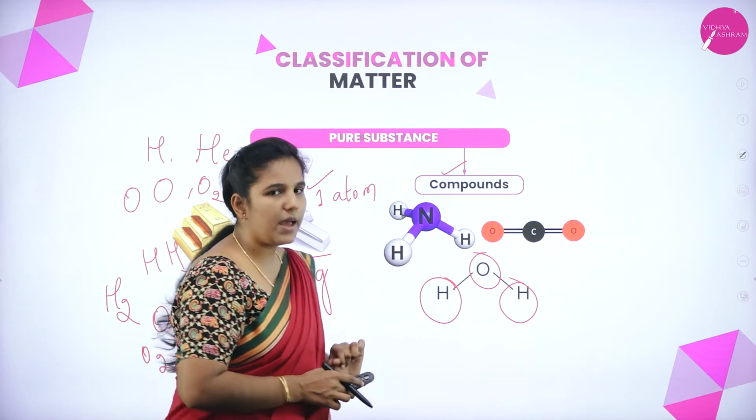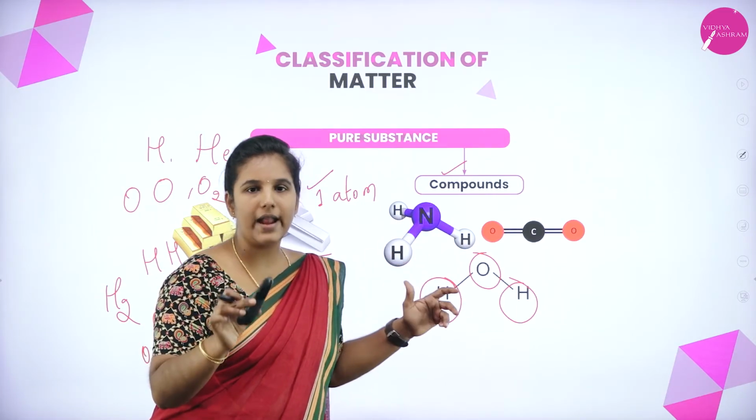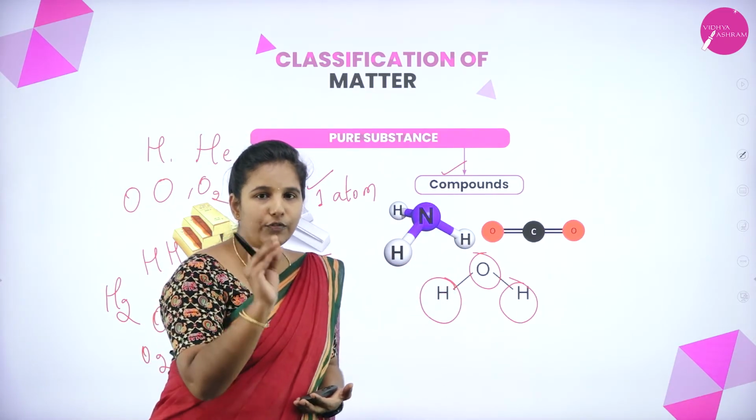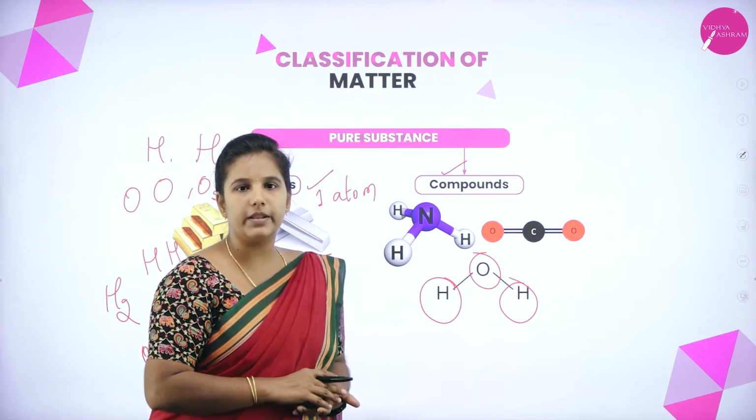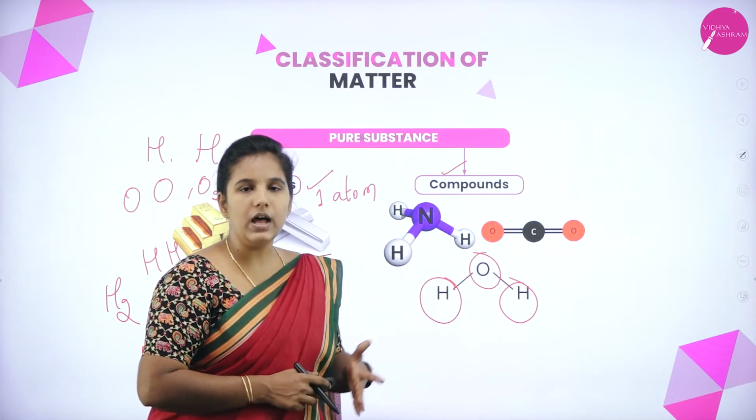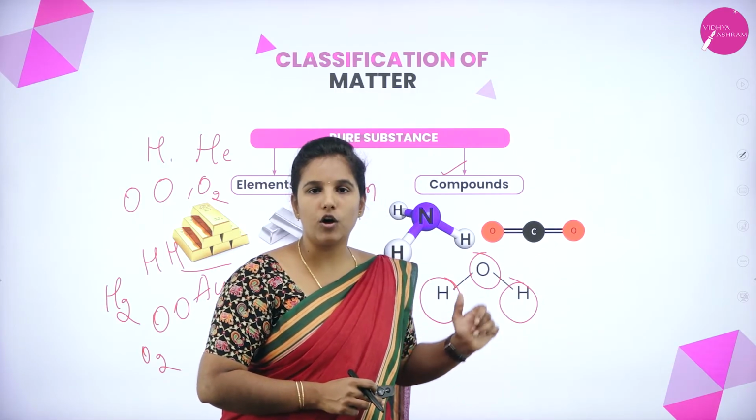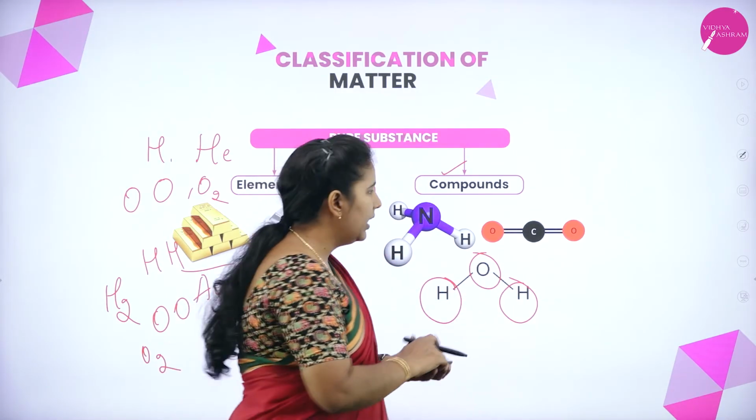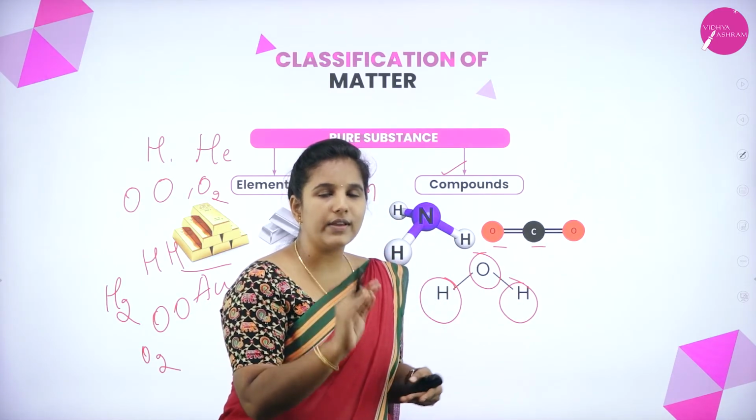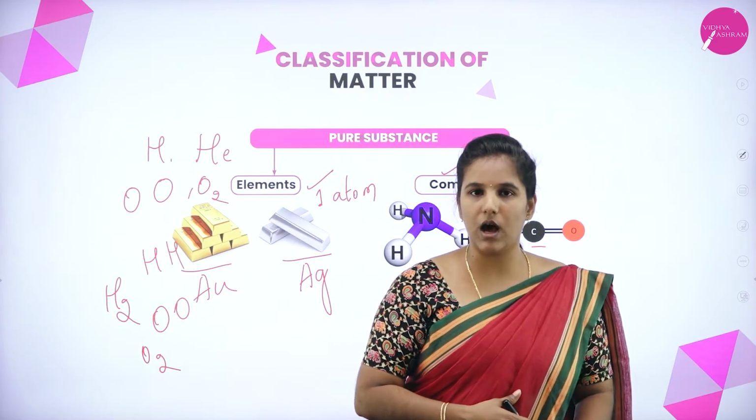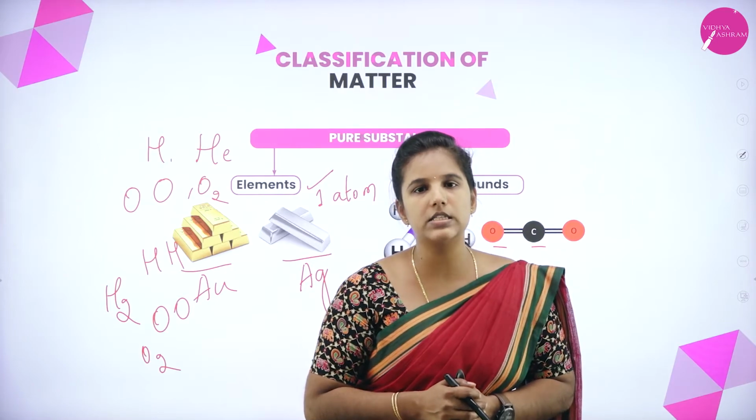Similarly, if you take the example of ammonia, nitrogen and hydrogen are two different atoms. They combine in a fixed ratio. There are three hydrogens and only one nitrogen. They combine and form a compound. Similarly, you can take the example of carbon dioxide. In carbon dioxide, carbon and oxygen are the two different atoms. They combine in a fixed ratio and form the compound. That is why they are classified under the pure substances.